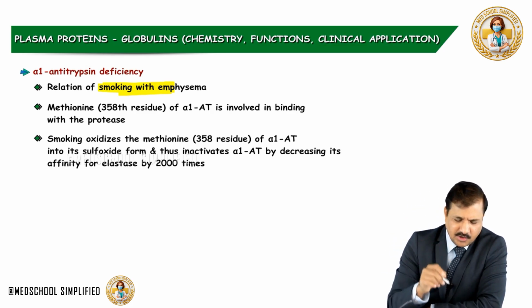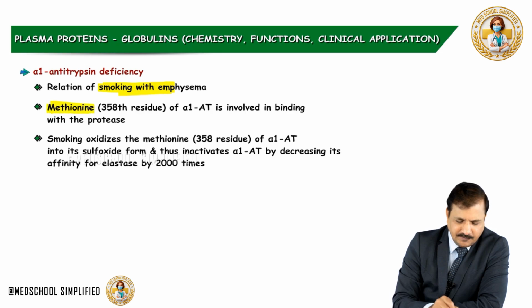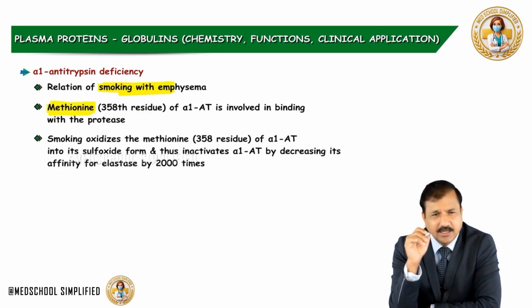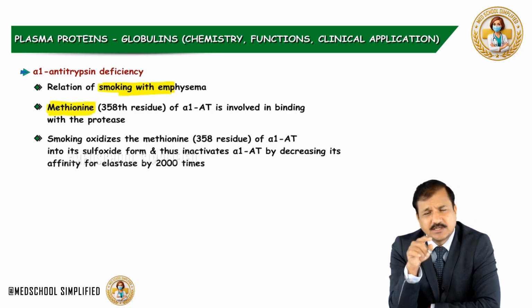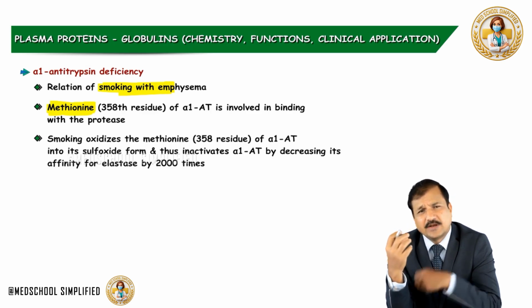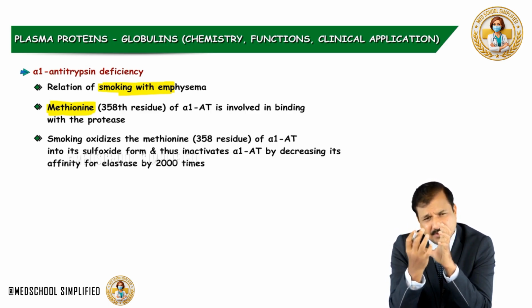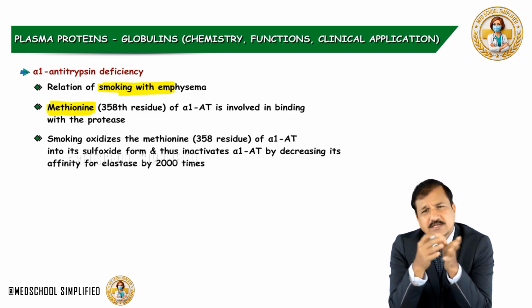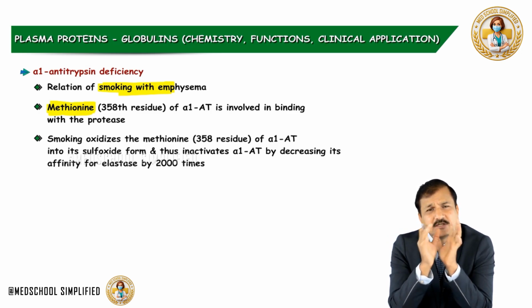So, the cigarette smoke is going to oxidize a critical methionine residue that is present in the active site of alpha-1 antitrypsin, that is the 358th amino acid residue in alpha-1 antitrypsin. This methionine is involved in binding of elastase and then neutralizing that elastase, breaking it down. So that particular function of methionine is there in alpha-1 antitrypsin.